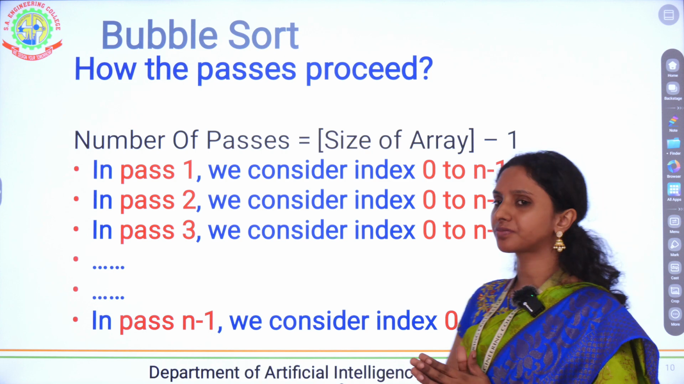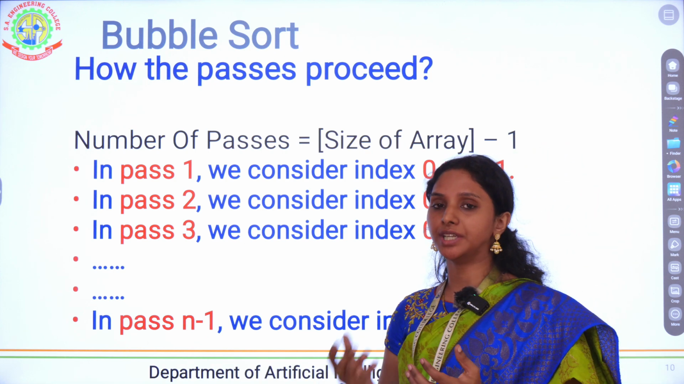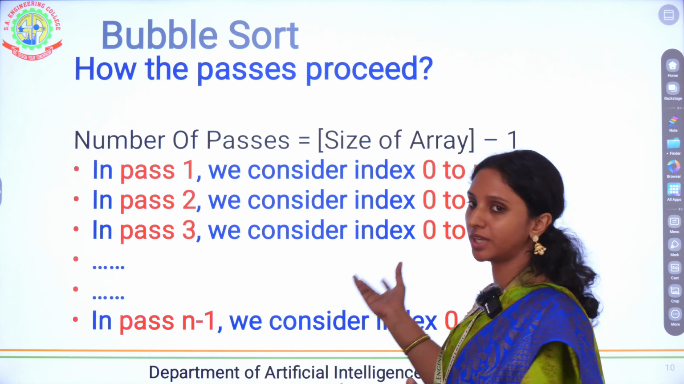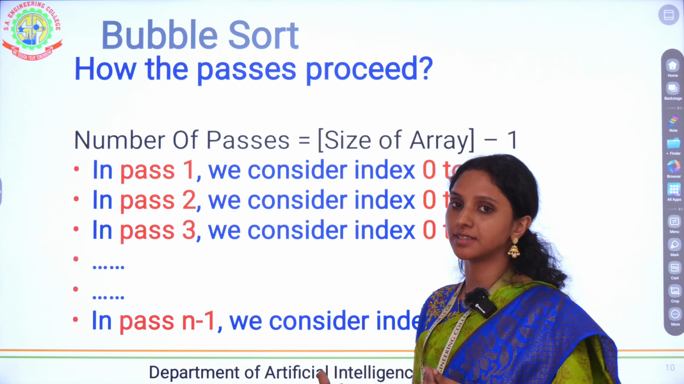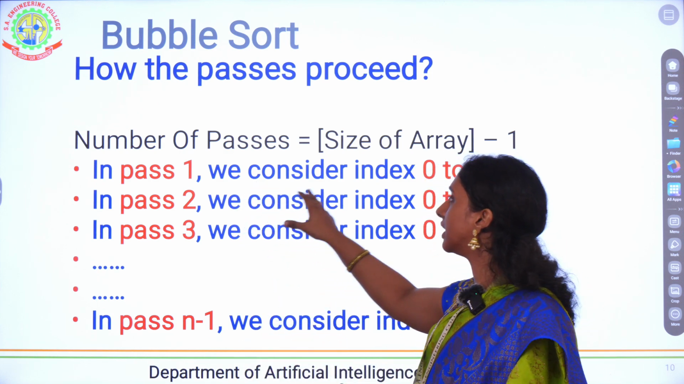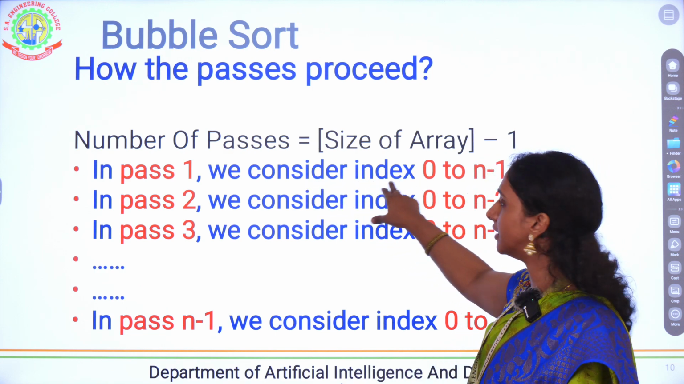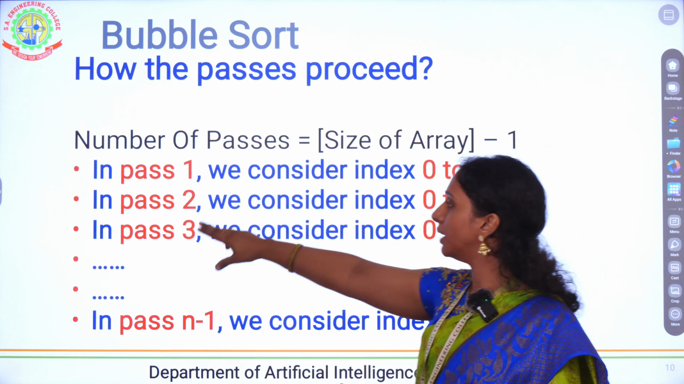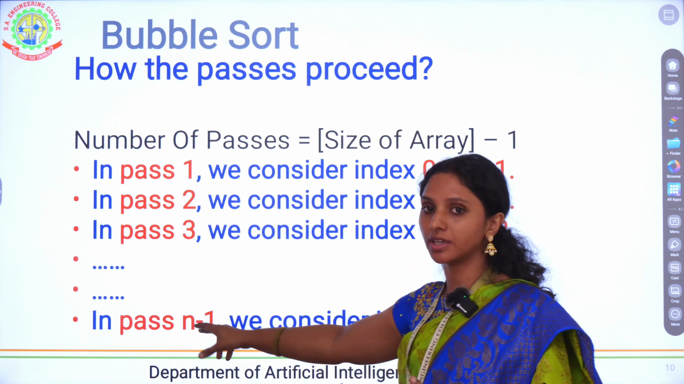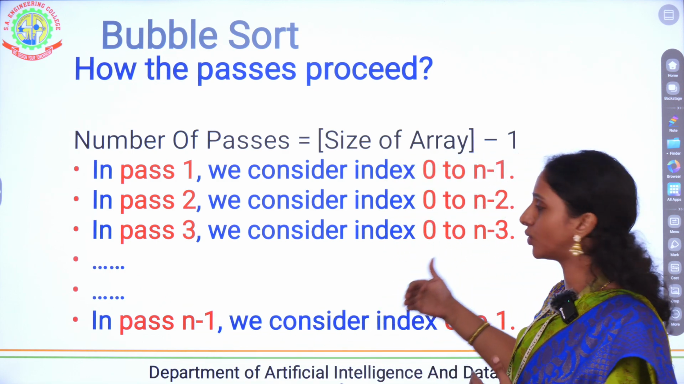And also here, the number of passes. So how can we determine how many passes should be done? We have a simple notation for it: the number of passes is given by the size of the array minus 1. In pass 1, if we consider the index, we have to consider index 0 to n minus 1. In pass 2, we should consider index 0 to n minus 2. And so on, in pass n minus 1, we have to consider from index 0 to 1.